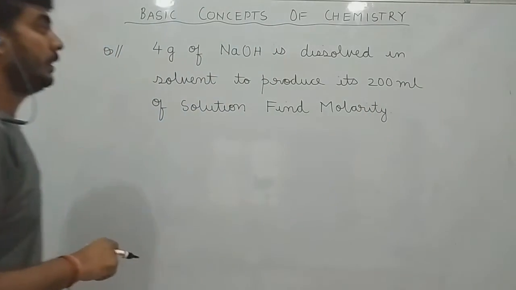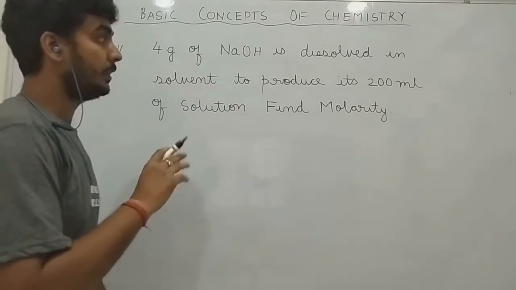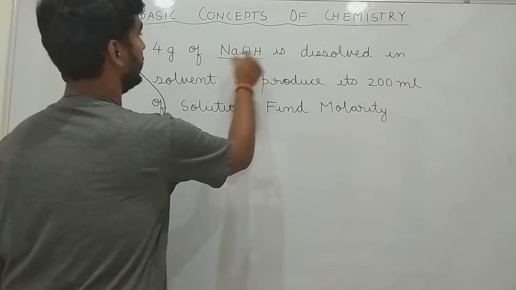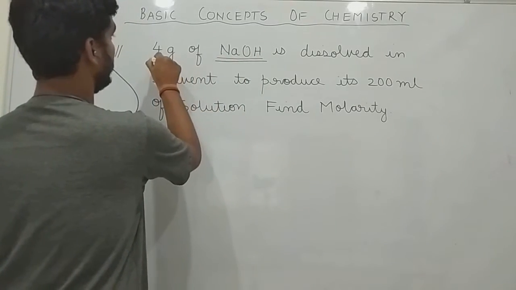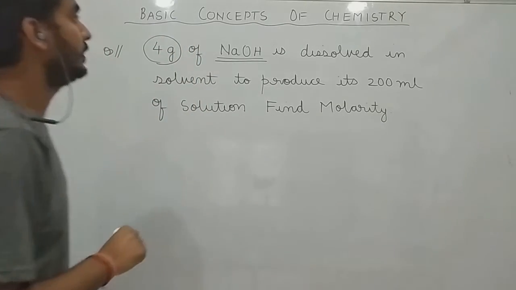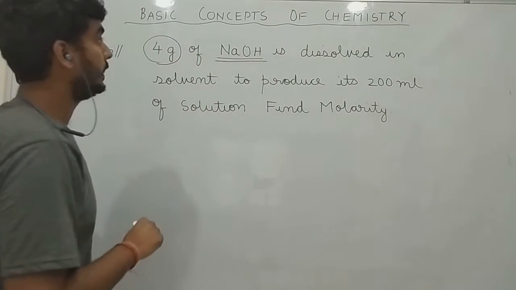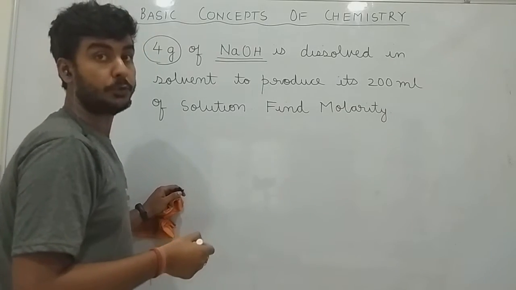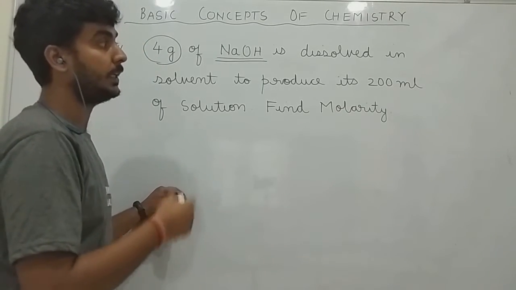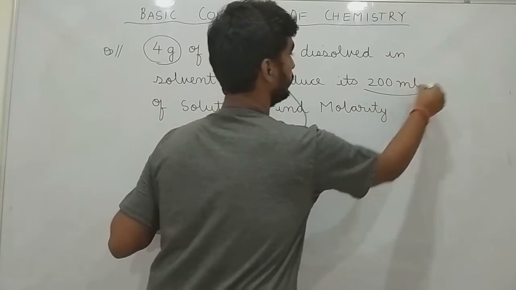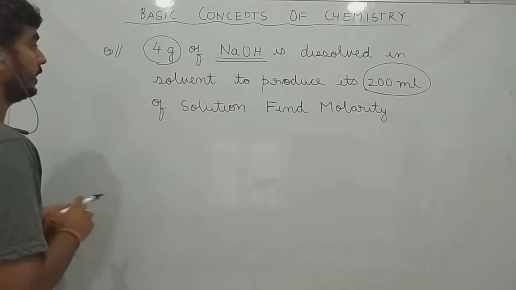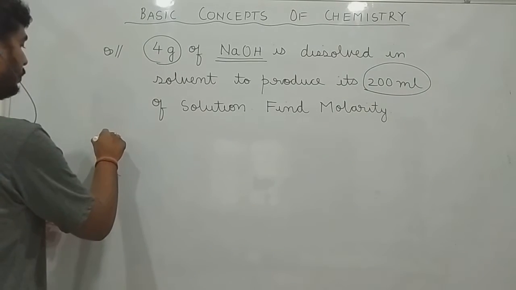So first of all, what is solute? As you can see, it is given sodium hydroxide is the solute in this question, and its given mass is what? The mass of sodium hydroxide is 4 grams. And what is the volume of solution which you are obtaining? Volume of solution is 200 ml.